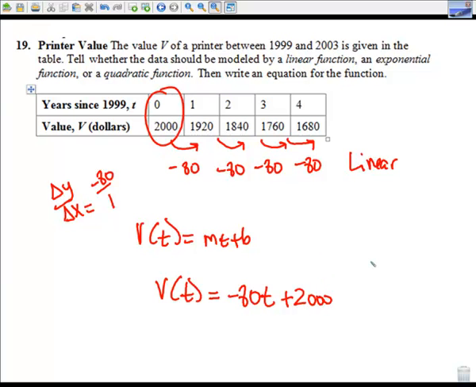2000. So it appears that the value of the printers has been going down by $80 since 1999, and the printer actually started at $2,000 in the year 1999. So big difference between a printer now and a printer back then when they first started.